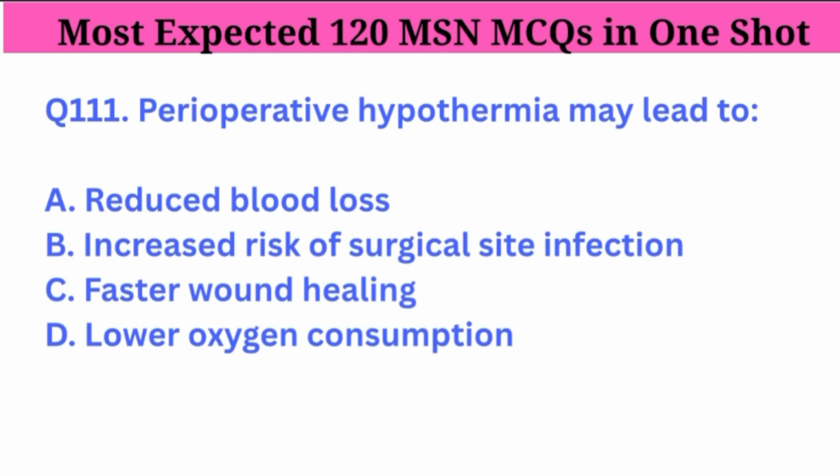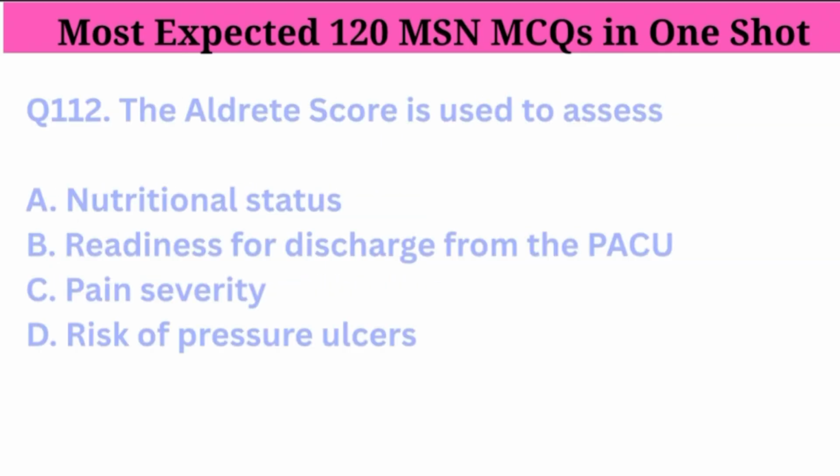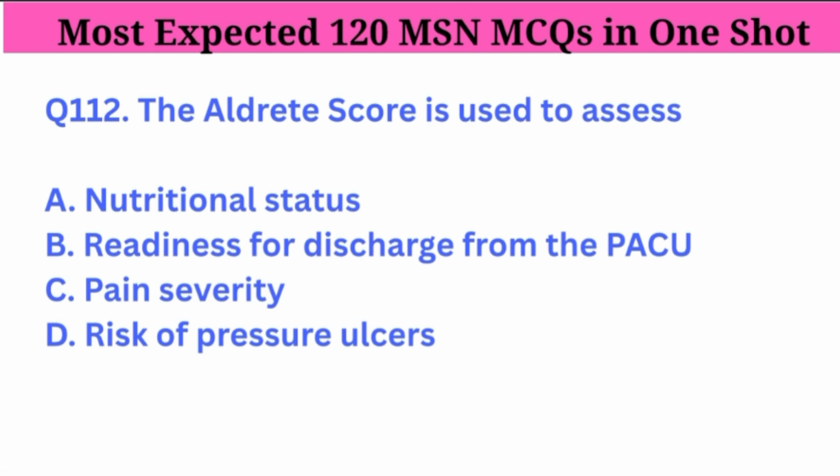Perioperative hypothermia may lead to what? Your correct answer is option B, increased risk of surgical site infections. The Aldrich score is used to assess what? Your correct answer is option B, readiness for discharge from the PACU.